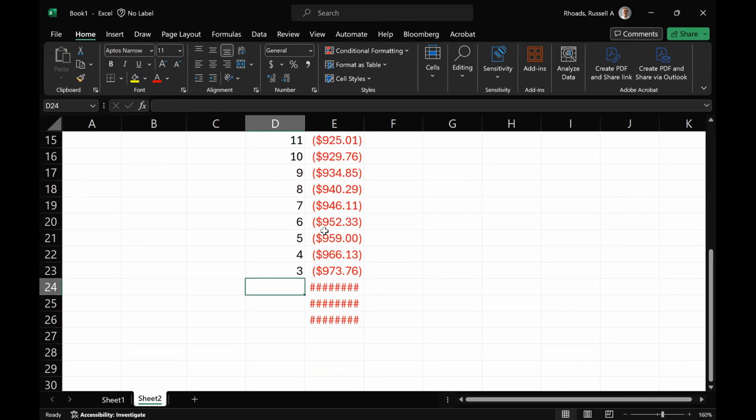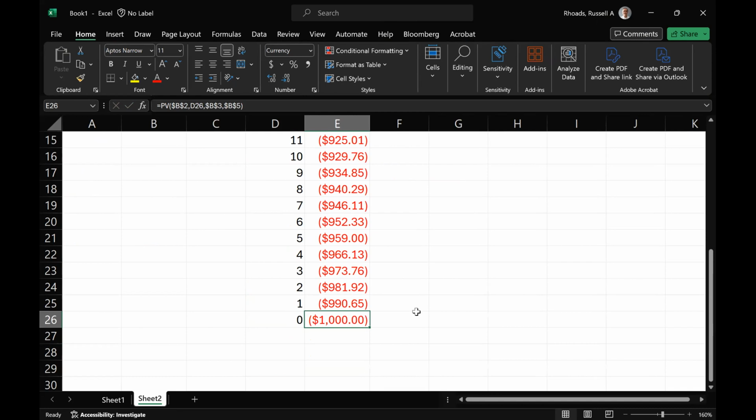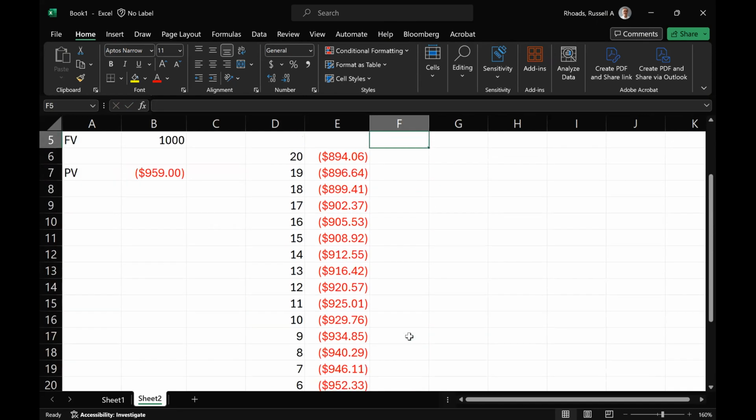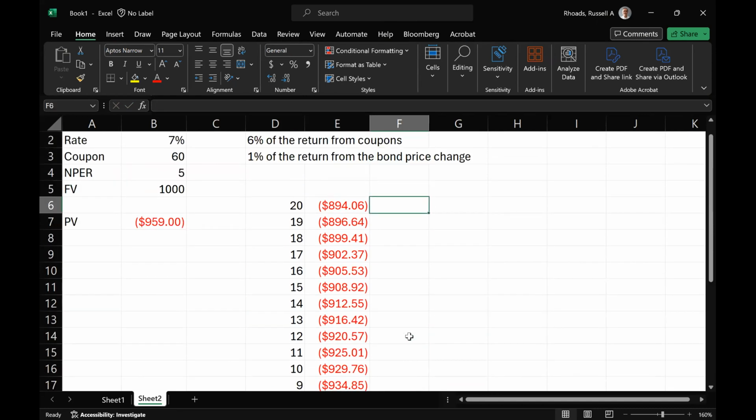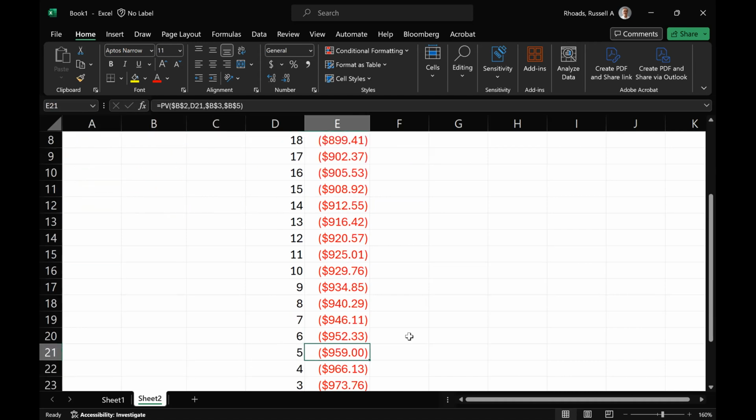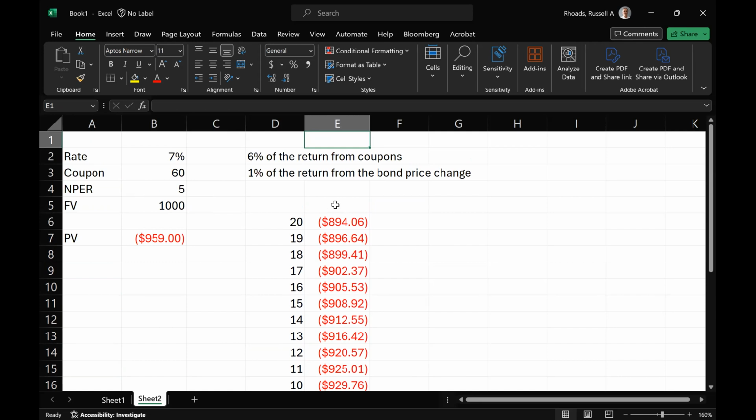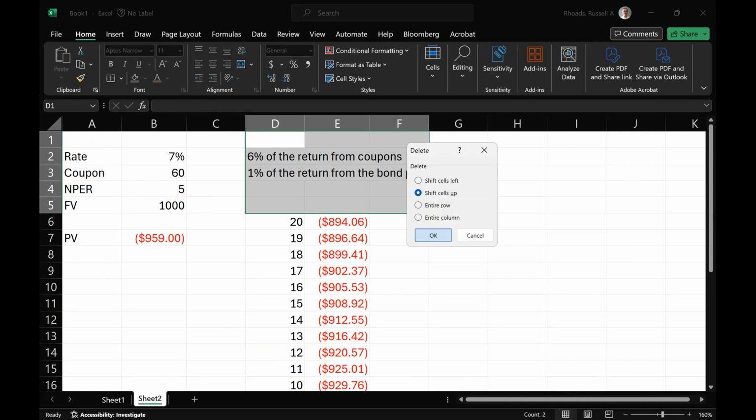3, 2, 1. And I put 0. I think it gives us an error. No, it doesn't. Cool. Okay. So this is this bond. You can see that, 5 years out, I've got that $9.59 price, and I'm going to try to get as much of this on the screen as possible.